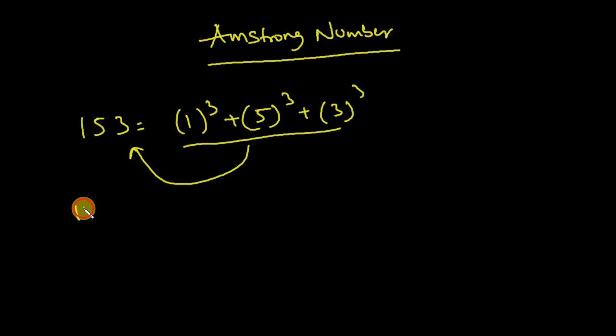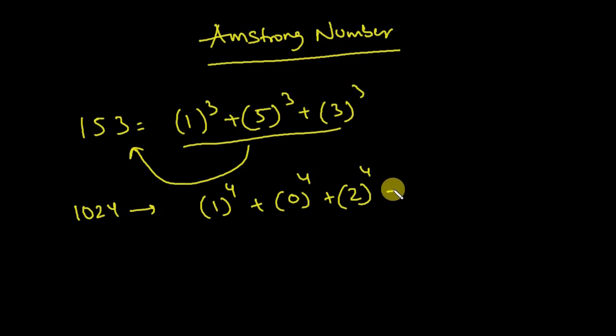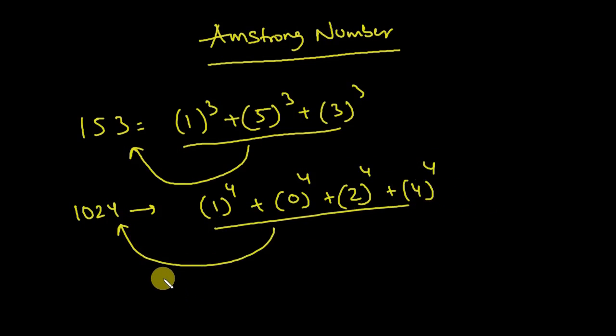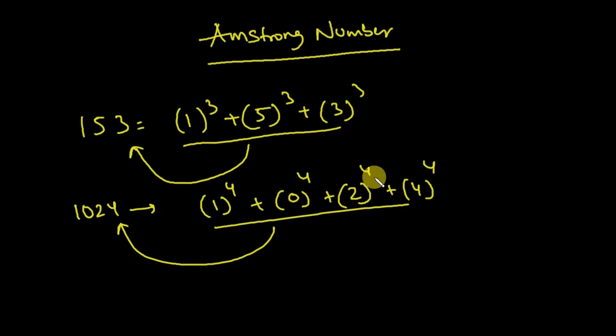For example, for 1024, I have to write 1 to the power 4 plus 0 to the power 4 plus 2 to the power 4 plus 4 to the power 4. We calculate its value, and if it equals the number, then it is an Armstrong number. So how to break this down and develop the logic, let's see.